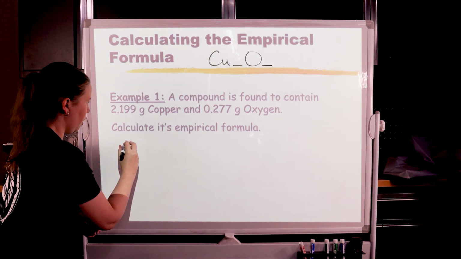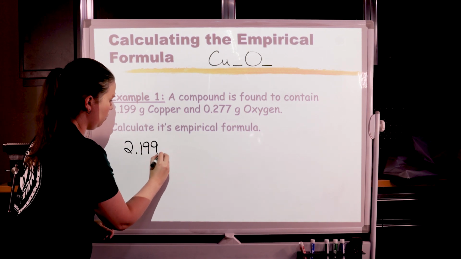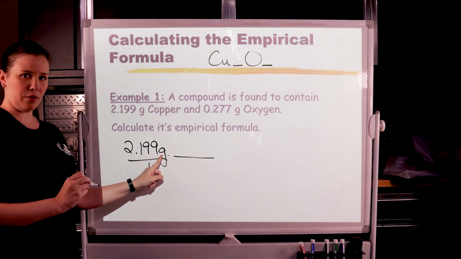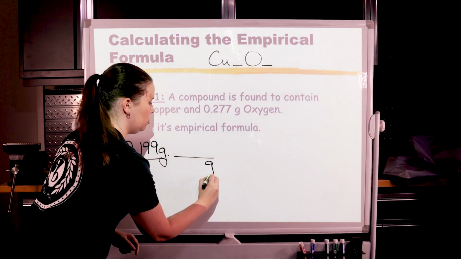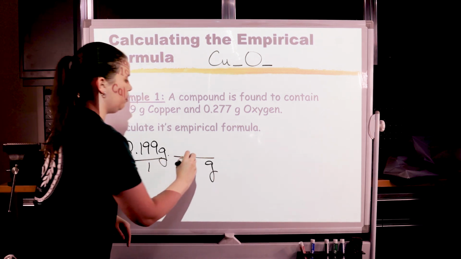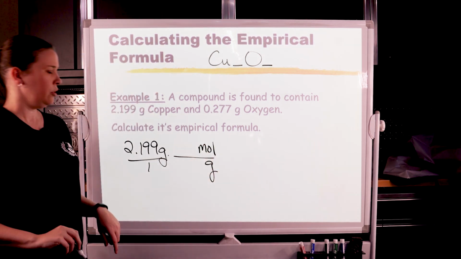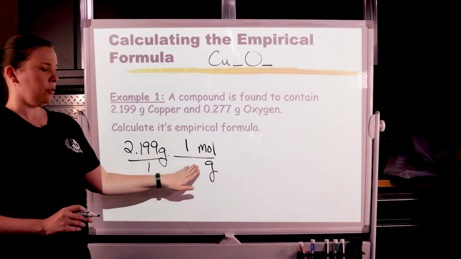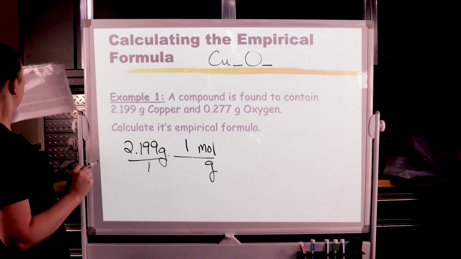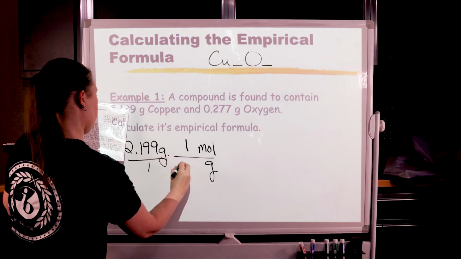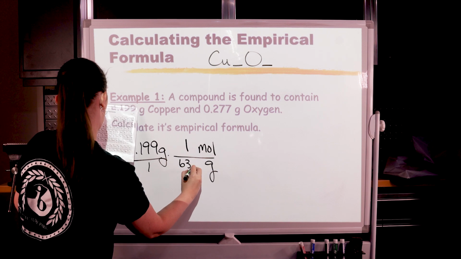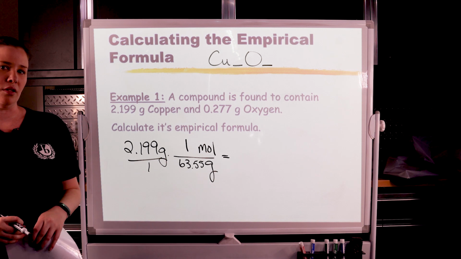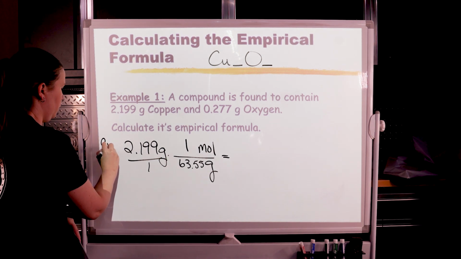So let's start here with the copper, 2.199 grams. I'm going to put that over 1. And then whatever I have on the top goes on the bottom. So the gram will go on the bottom, and on top we will put the number of moles. So the conversion factor for mole to gram is always 1 mole, and then we'll need the molar mass to put here on the bottom. So off our periodic table, for copper, that is 63.55. So that's going to allow us to calculate the number of moles for copper.